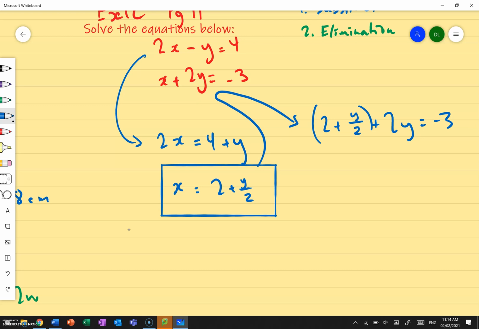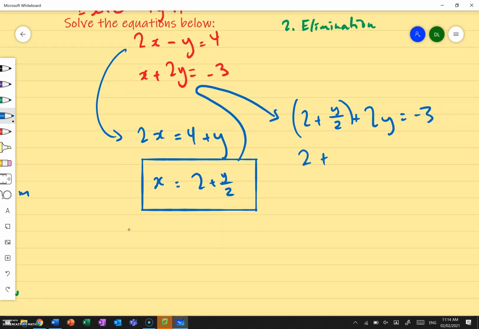Okay, let's simplify it. So 2 plus y over 2, it's half of y, right? Plus 2y. What's half plus 2? 2.5, easy. I'm just going to write 2.5y equals negative 3. I'm going to take away 2 from both sides, so I get 2.5y equals negative 5, because that's negative 3 take away 2, right? Now I'm going to divide both sides by 2.5. So I get y equals what? Negative 2. Are we done?